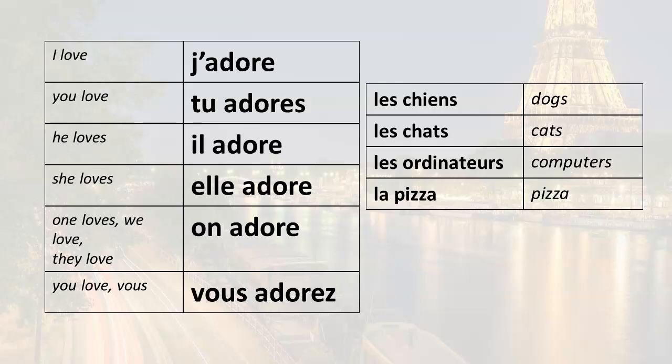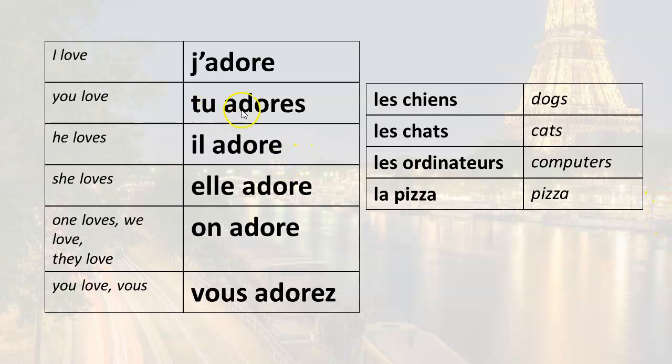Okay, this is the part you've been waiting for, the fun part. Let's put it all together. In French, if you want to say I love dogs, you can use the verb adorer, and you would say j'adore les chiens. I love cats. J'adore les chats. I love computers. J'adore les ordinateurs. I love pizza. J'adore la pizza.